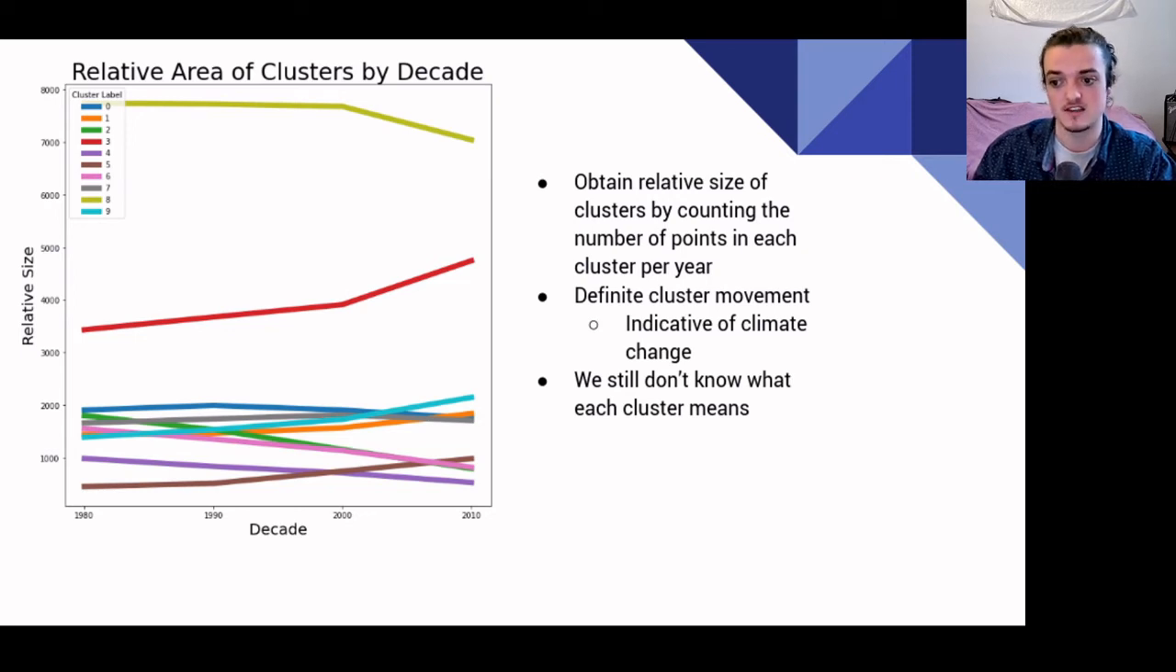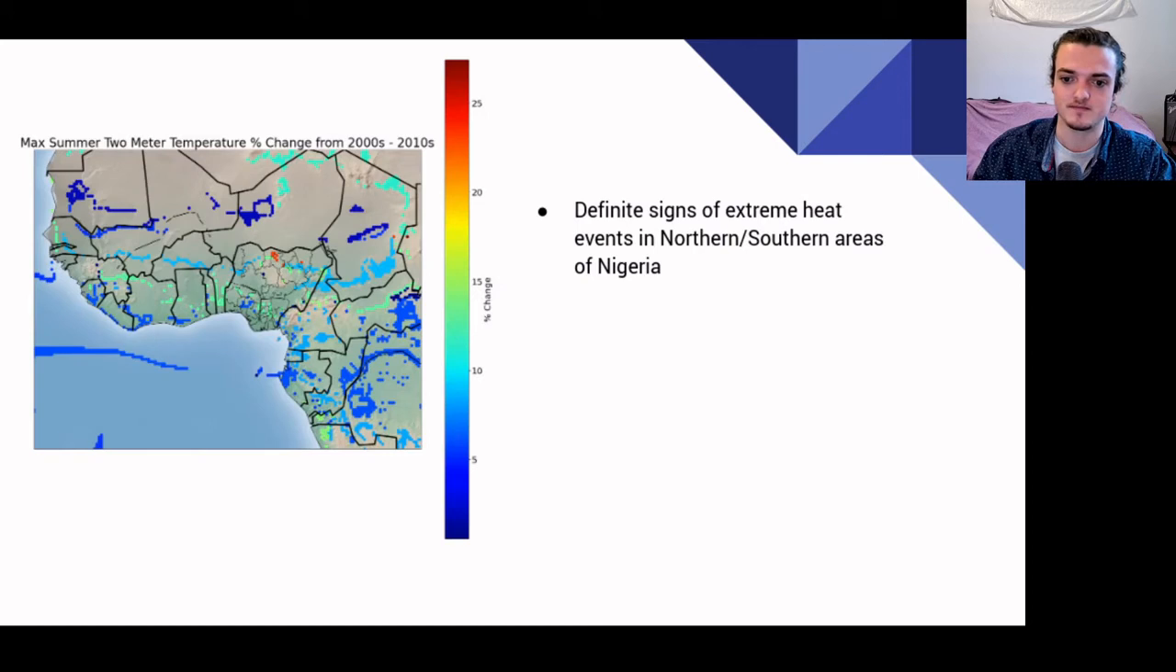Movement along each of the cluster total lines shows definite signs of cluster movement, but we still don't really know what each cluster represents. By calculating the max summer temperature percentage change from each cluster from the 2000s to the 2010s, we can see a definite sign of extreme heat events in the northern and southern regions of Nigeria.